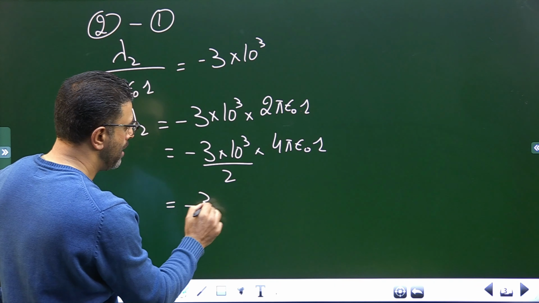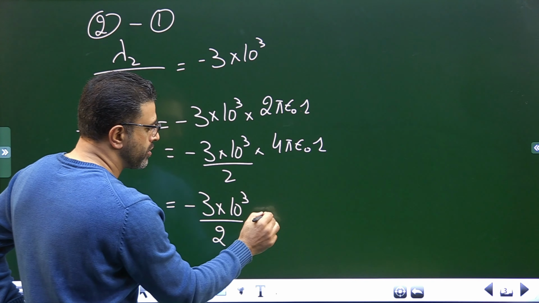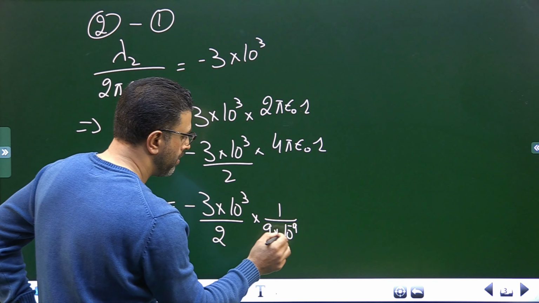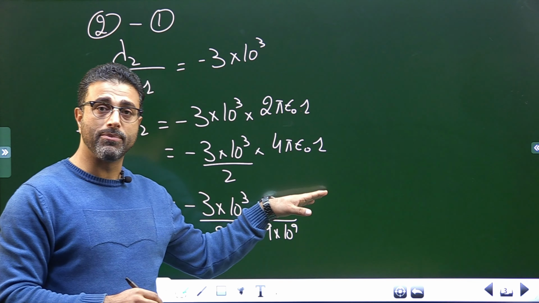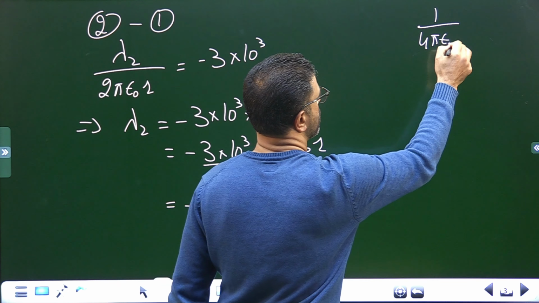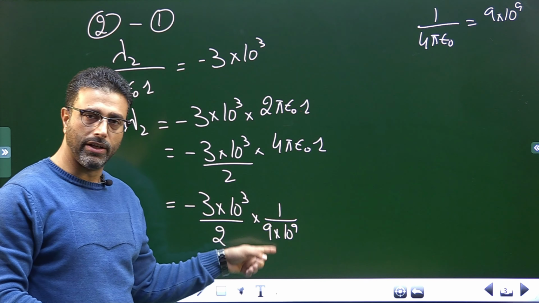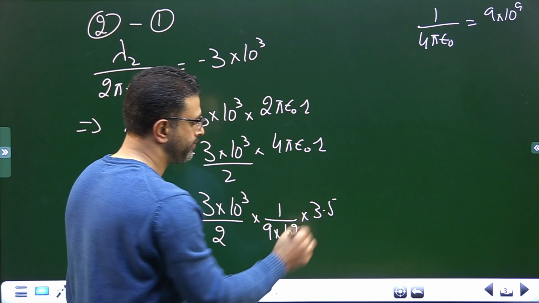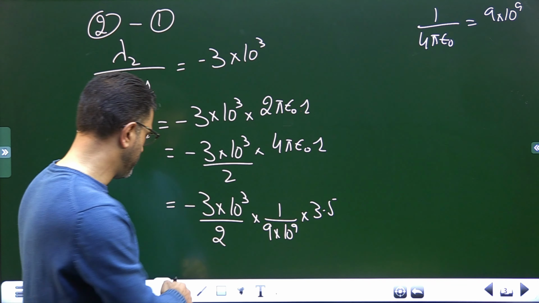So let's substitute the values. Minus 3 into 10 to the power 3 divided by 2 into 4 pi epsilon 0 r is 1 by 9 into 10 to the power 9. Remember, 1 divided by 4 pi epsilon 0 is 9 into 10 to the power 9. So we are having the inverse here, 1 by 9 into 10 to the power 9. Then we have r. R is 3.5 meters. So everything is in the SI system, and what we'll get will also be in the SI system.